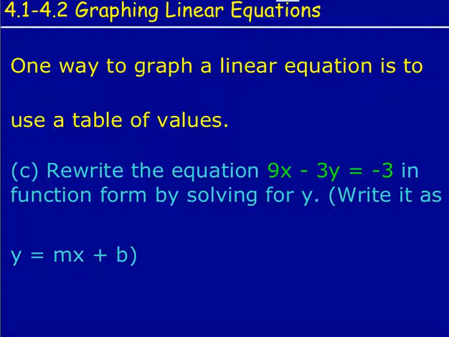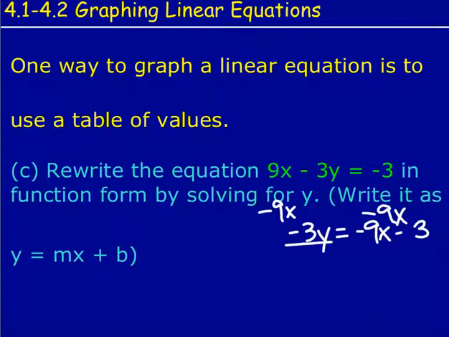So let's do that. The first thing we need to do is get rid of this 9x. So I need to subtract 9x on each side because I want to get it away from that negative 3y. So I have negative 3y equals negative 9x minus 3, and I divide by negative 3 on each side. Negative 9x divided by negative 3 is a positive 3x. Negative 3 divided by negative 3 is plus 1.